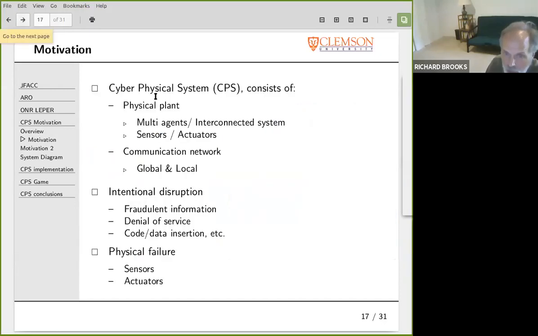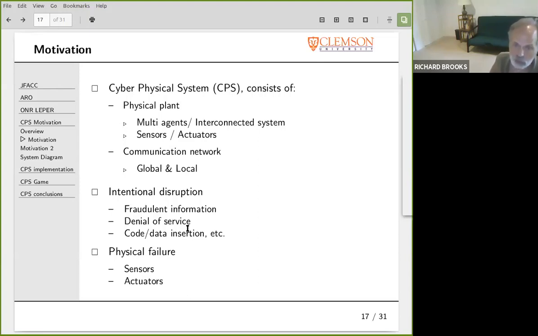And so the cyber physical systems, you have a physical plant where you have interconnected systems with multiple players involved, a lot of sensors and actuators. You have global and local communications systems, and then you also have intentional disruption, you have fraudulent information, or denial of service, code data insertion. A good example would have been Enron, which used to be the broker for electric power through large parts of the US, artificially produced blackouts in California so that they could increase the prices for electricity.